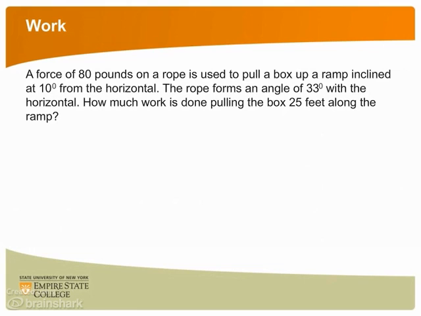Suppose a force of 80 pounds is used to pull a box up a ramp inclined at 10 degrees from the horizontal. The force is exerted on a rope that forms an angle of 33 degrees with the horizontal. We want to find how much work is done pulling the box 25 feet along the ramp.